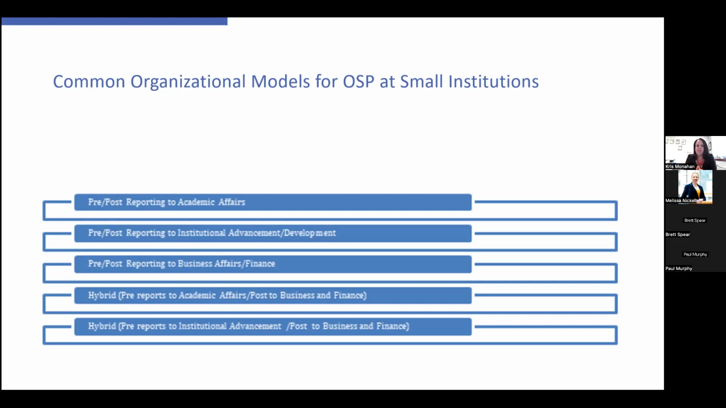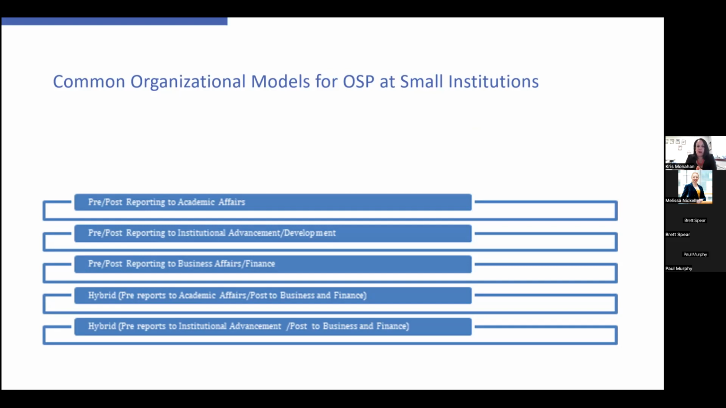You could have pre and post together, reporting to an institutional advancement or fundraising office, development office. I've seen that at many small schools. Pre and post together, reporting to an office of business affairs. I've seen common at some small schools.